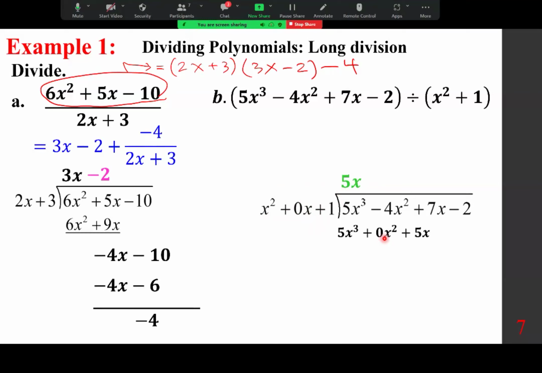You don't have to do this. Just make sure when you line them up, you line them up such that this is under x cubed. This doesn't exist. It's fine. You can think of it as 0. And this is under 7x. Now we are going to subtract, everybody.